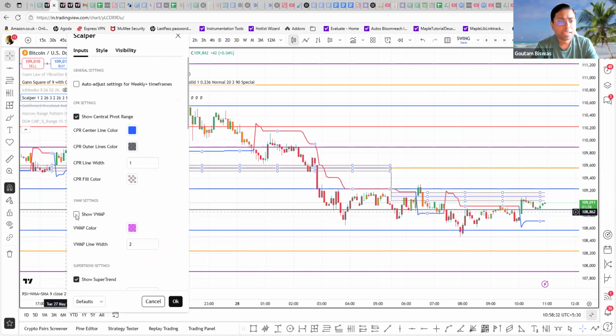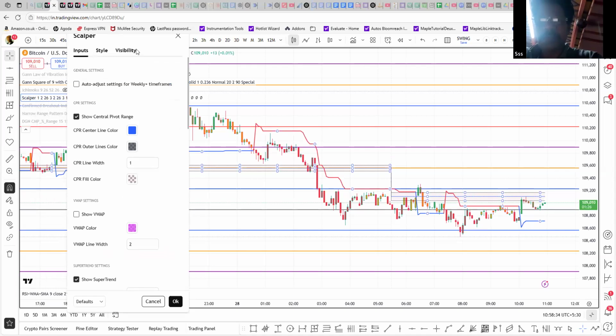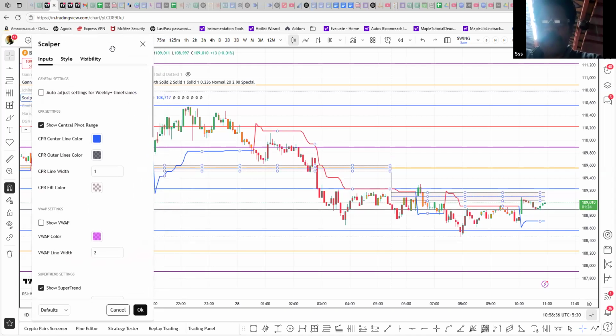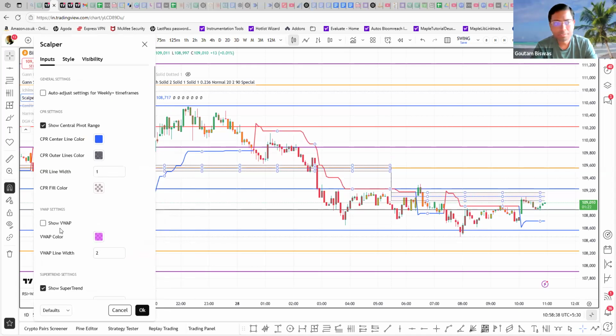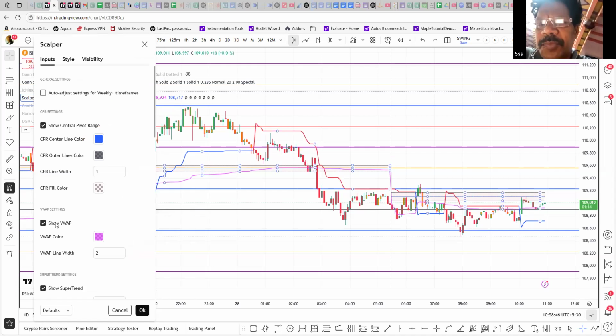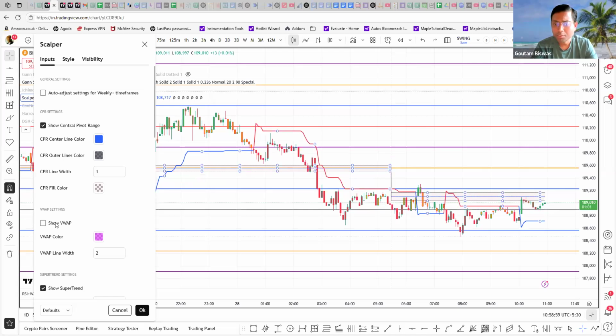Then we have the VWAP. I have kept it off. If you are somebody who likes to use VWAP, you can turn it on, right? So VWAP, as you know, is a volume weighted average price. It sort of demarcates the territory between the bulls and the bears, right? So price above VWAP means price is in the bullish territory. Price below VWAP means you are in the bearish territory. So if you are somebody who looks at VWAP, you can turn it on. Otherwise, it is not required. You can turn it off.